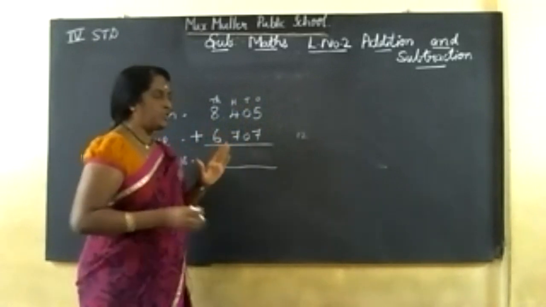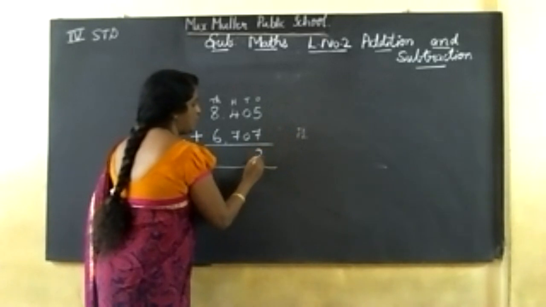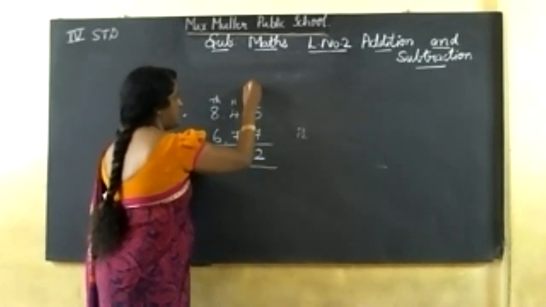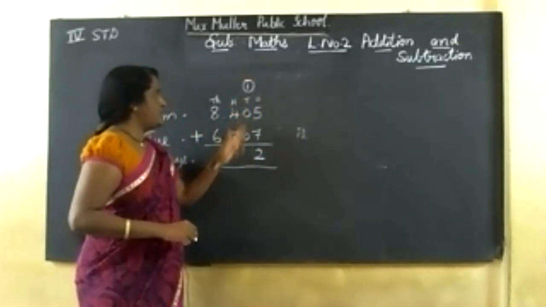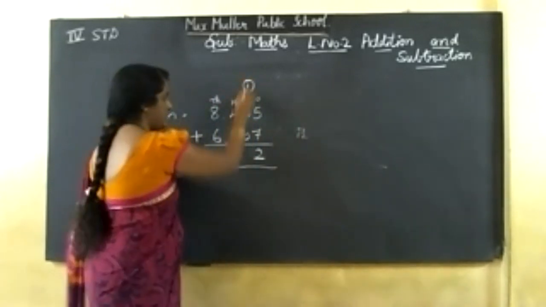What should you do? This is the ones place, this is tens. In the ones place you should write 2. In the tens place you should put 1 as carry. So here 0 and 0. What? 1 plus 0, how much? 1 only. So this 1 I'll write here.